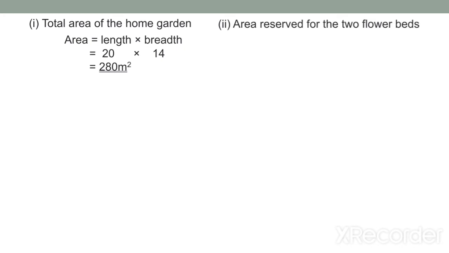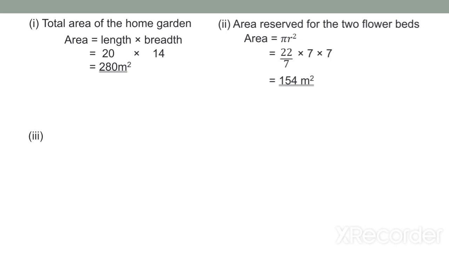For the second question, they have asked you to find the area reserved for the 2 flower beds. So if you follow the steps which I taught you now, identify the figure. Those figures are 2 semicircles. 2 semicircles mean 1 circle. So I can write it as area equals pi r squared. Pi means 22 over 7. R means, because the diameter is 14, R is 7. So 7 into 7. Then when you simplify, you can cancel 7 to 7 and you can have an answer as 154 square meters.